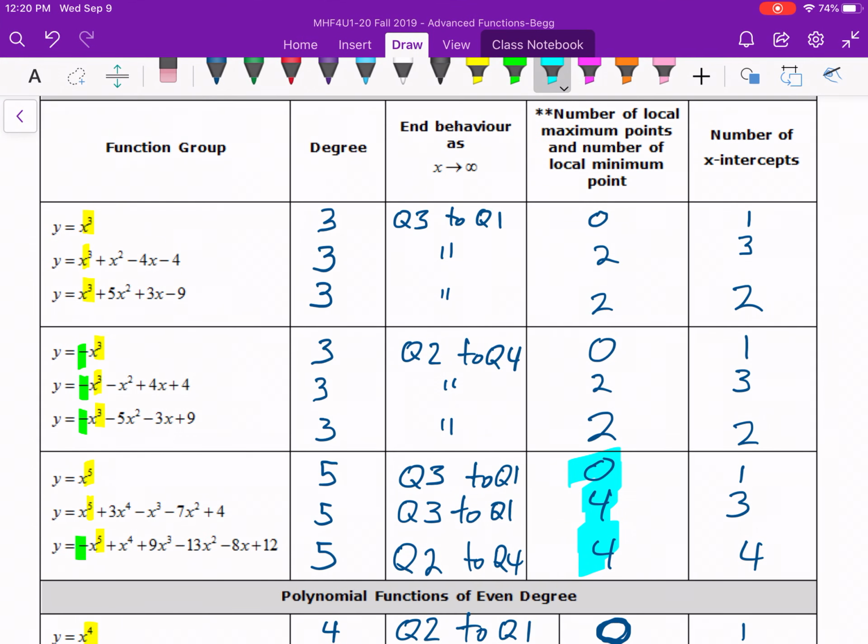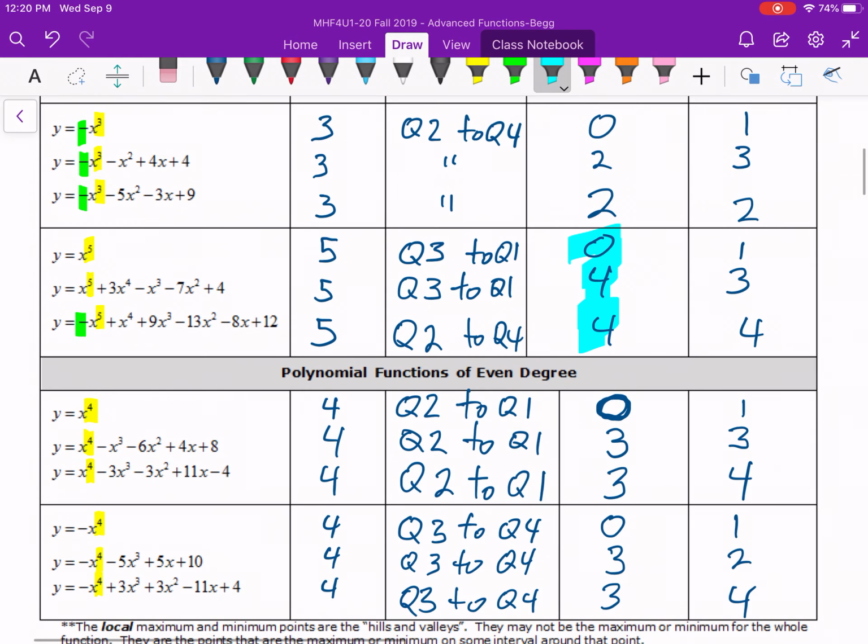So 0 for that one, 4 for the other ones. Number of x-intercepts, I won't count them for you. You can do that. Hopefully you've got the idea by now. And in fact, going through this took me a little bit of time. You've got the idea of how to do it.